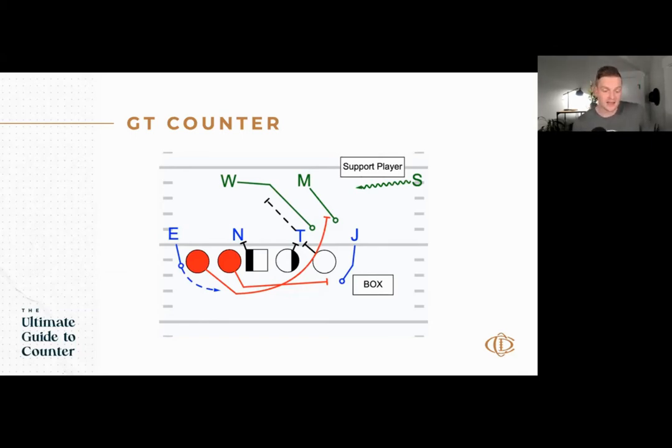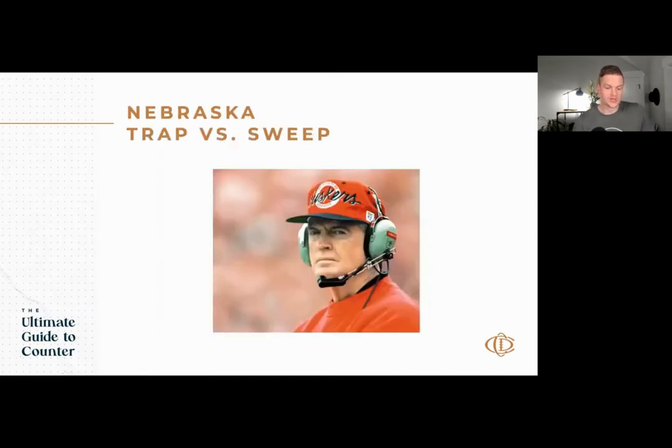On the backside, the quarterback is reading the C-gap defender. So he's blocking him with his eyes. If that guy runs down the line, we're pulling the football and we're out the gate. So just again, to give you a mental representation of what I'm talking about. So let's talk a little bit about trap versus sweep.